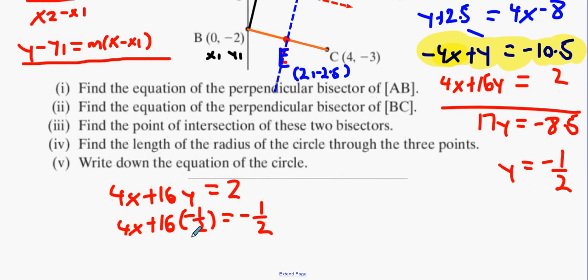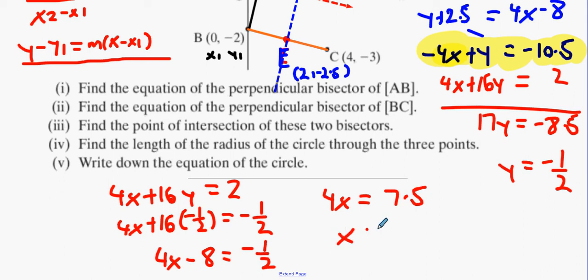What? Minus 8. Okay. Bring over the 8 over the other side. What's 8 take away a half? Well, and what's 7.5 divided by 4? 15 over 8. Terrible numbers, by the way. These are shocking numbers for a question.